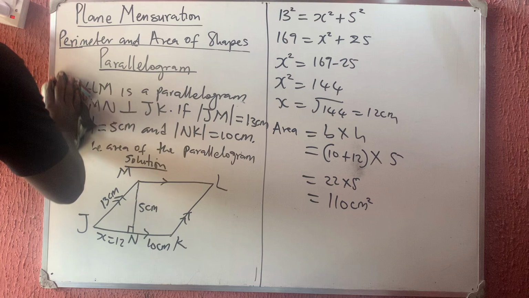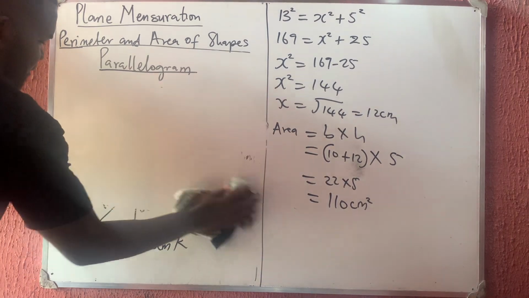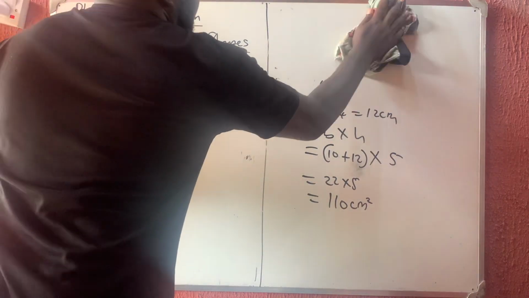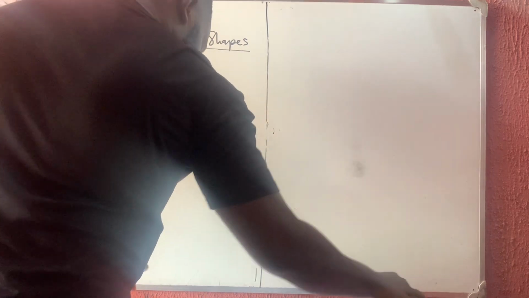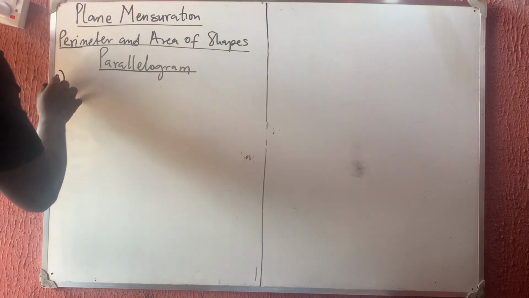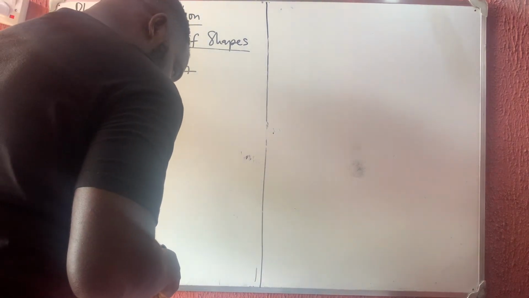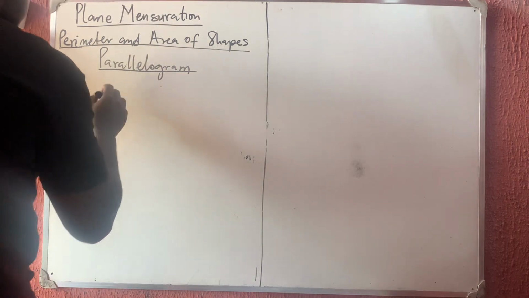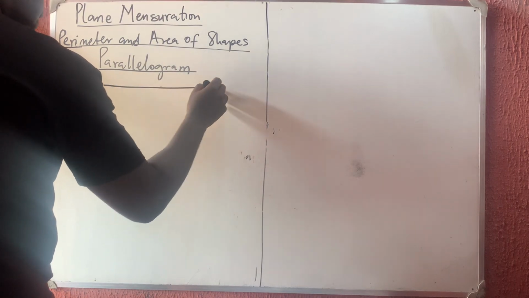Question number 2. Calculation time is a blessing time, right? Question number 2 said they gave us a parallelogram like this.